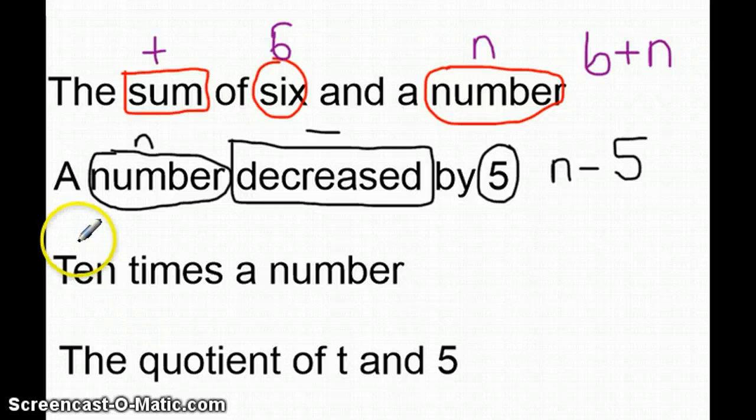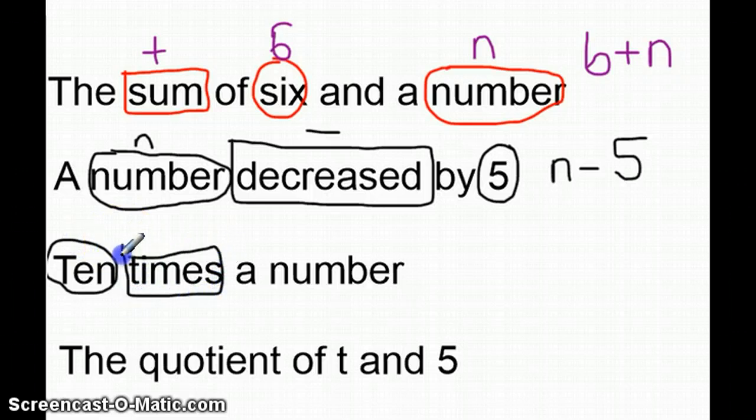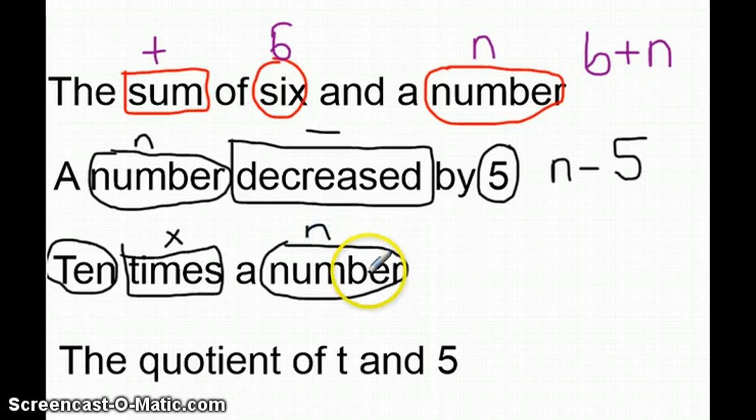Moving on. 10, we're going to circle that number, times, box in the keywords, which means multiply, and a number, again, we could call that number n. So we have 10 times n.